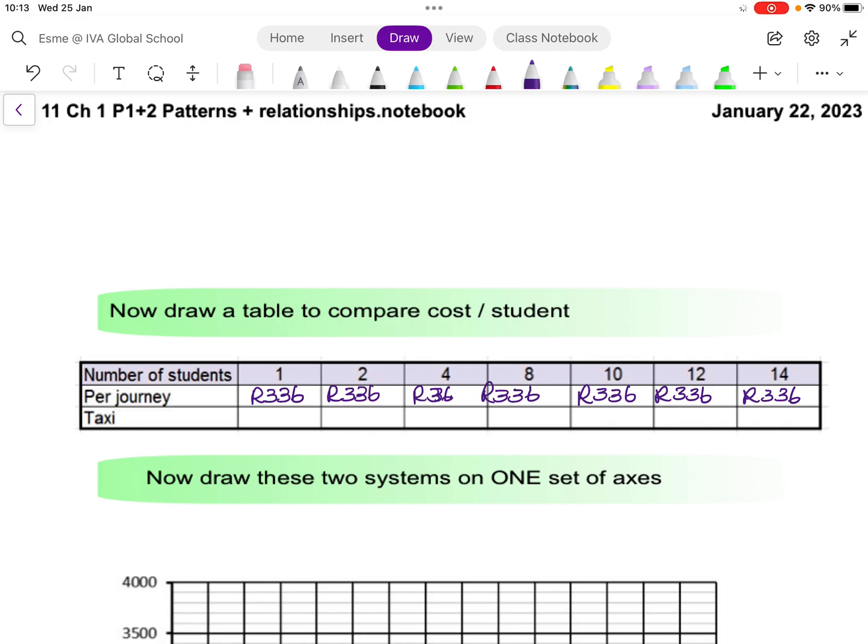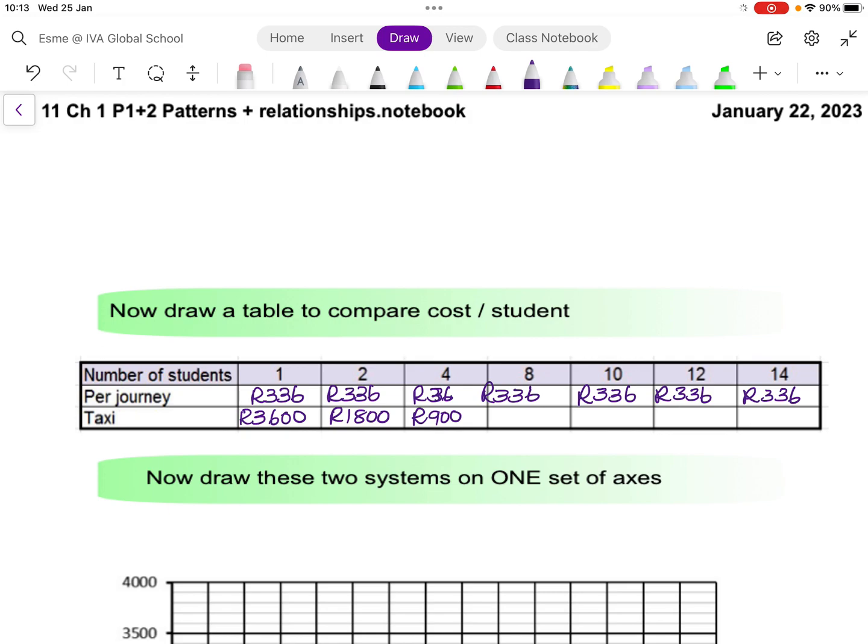Okay, but now for the taxi. If I have only one person going in the taxi, it will cost 3,600. Now you can get your friend to go with you. You will then share the cost and it will be 1,800 Rand. If there are 4 of us on this journey, it's going to cost each one 900 Rand.